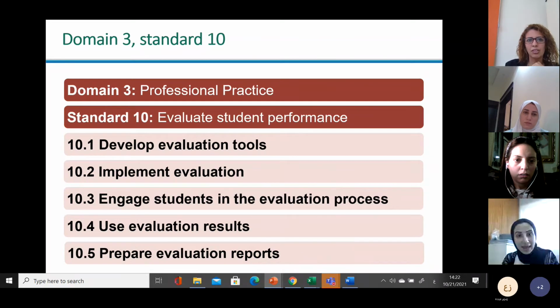In standard number 10, we are going to develop the evaluation tools. We're going to talk about implementation of the evaluation, engaging students in the evaluation process, using the evaluation results in the ILPs, individual learning plans, and preparing evaluation reports.